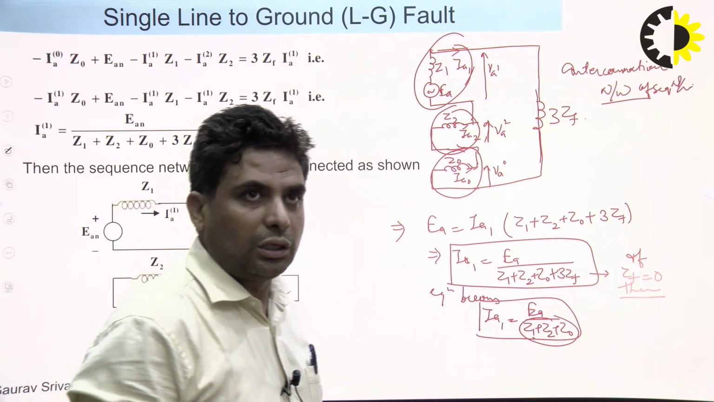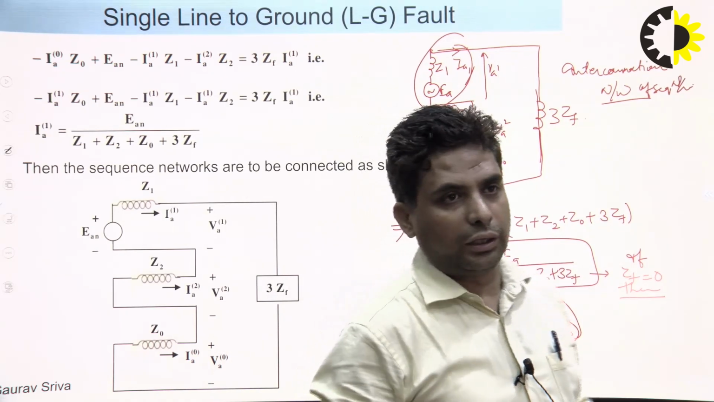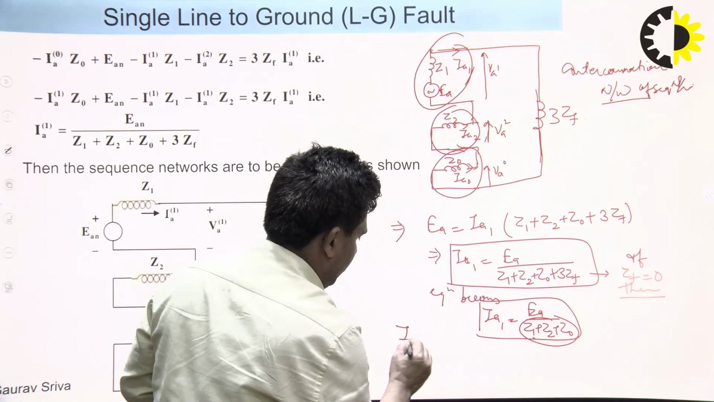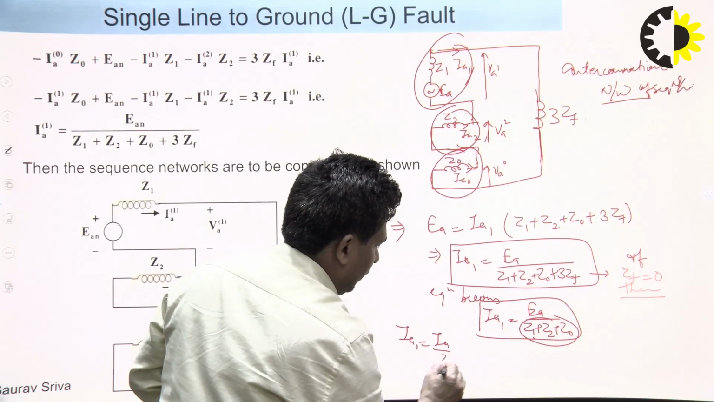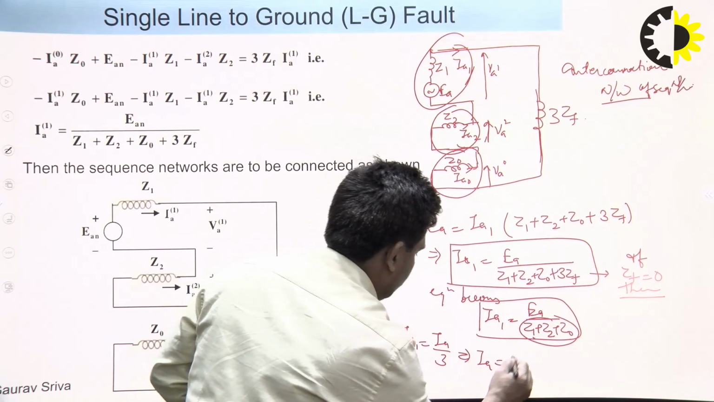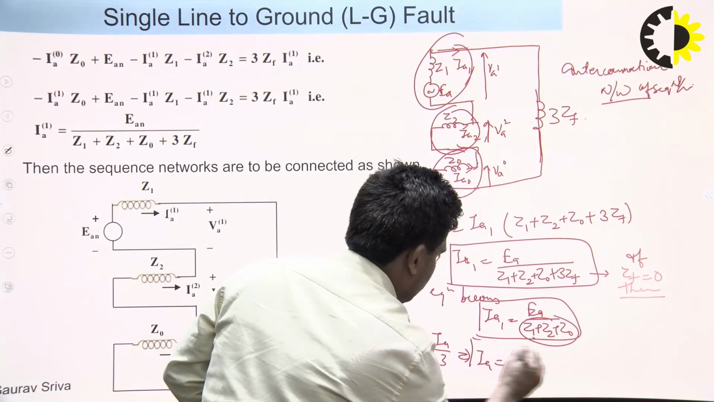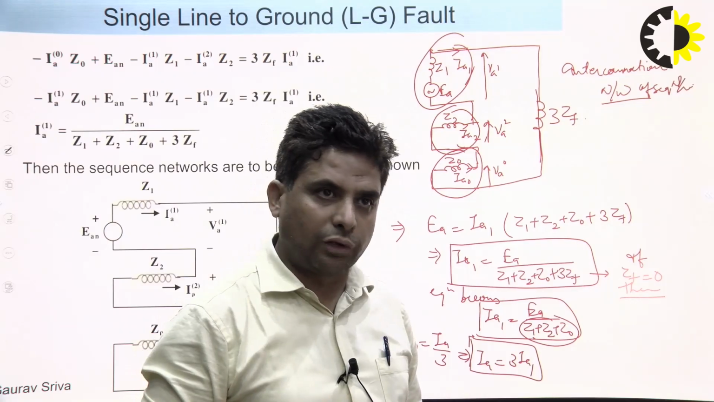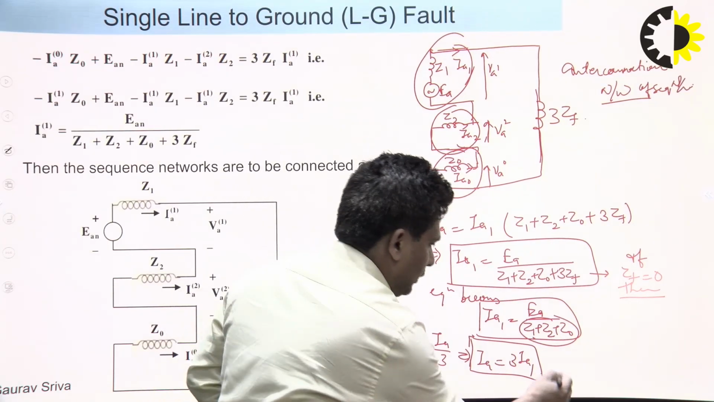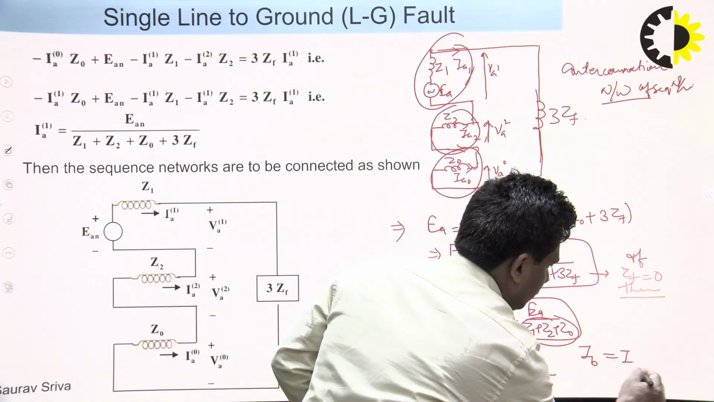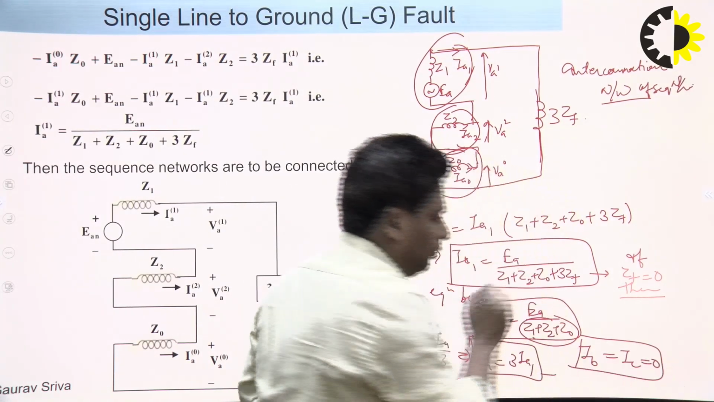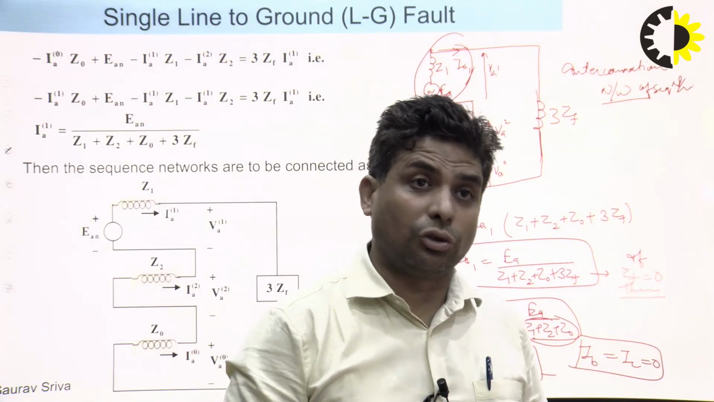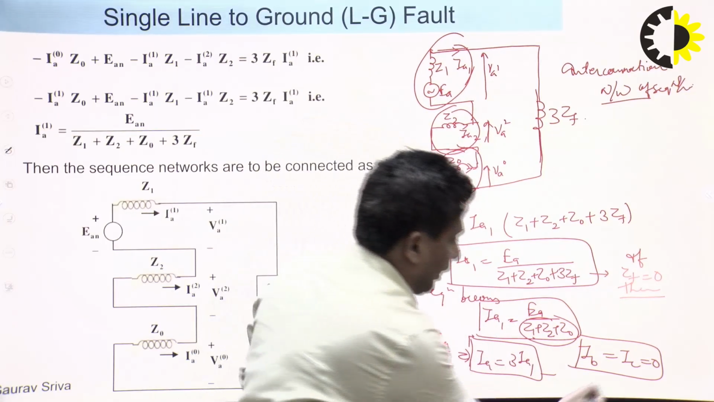So that is all about the line to ground fault, how we calculate the fault current. We have to calculate the fault current IA1, and the relation we found is IA1 is equal to IA by 3. So the fault current IA is equal to 3 times IA1. That is the fault current in phase A, and IB and IC are equal to 0. Whenever we discuss this LG fault, we have to calculate the fault current for the sequence components first, and then find out the phase values.